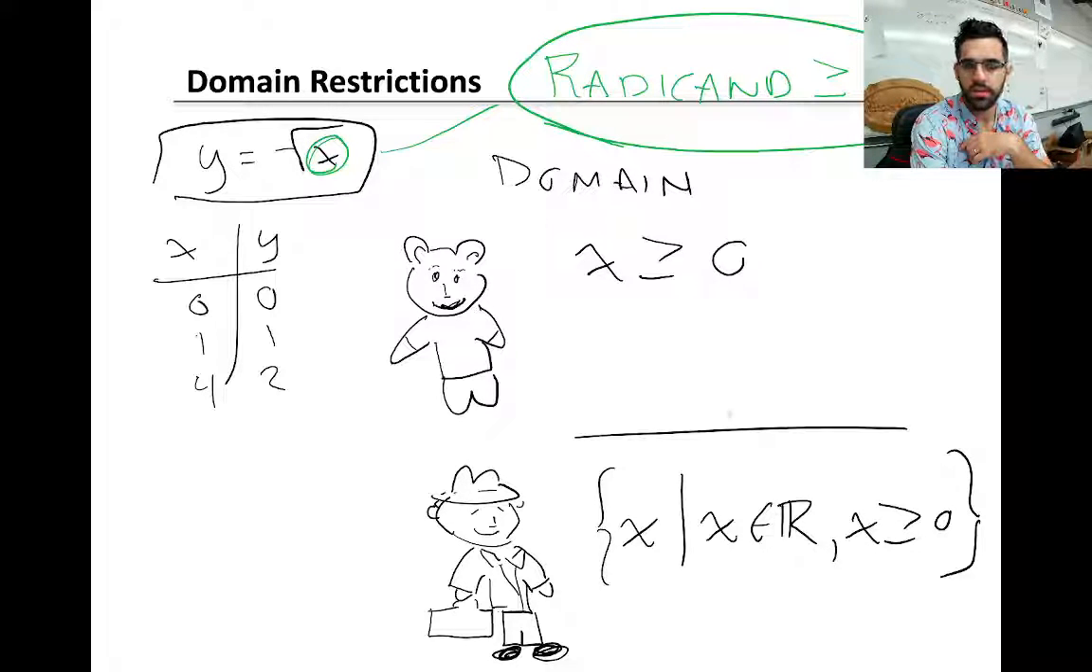The way I like to describe it is that the domain is who is invited to the tea party. Well, we're having a tea party for x's, and x's we're defining as only the real number x's, and then we're making a list of which one of those x's are on our tea party list. If that makes no sense, don't worry about it.